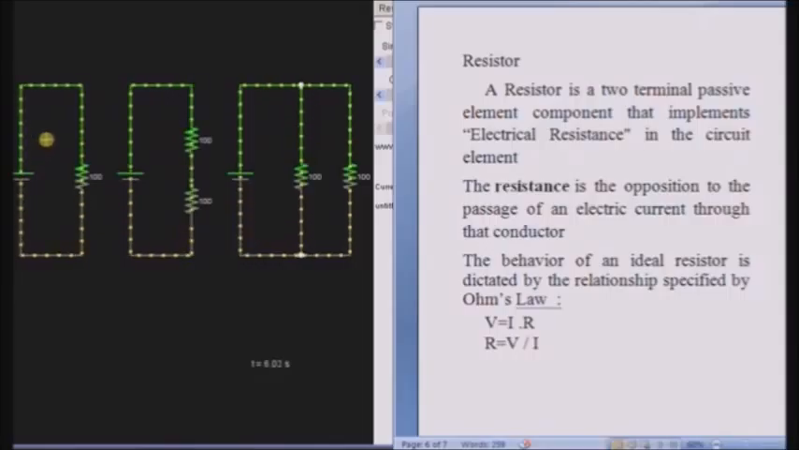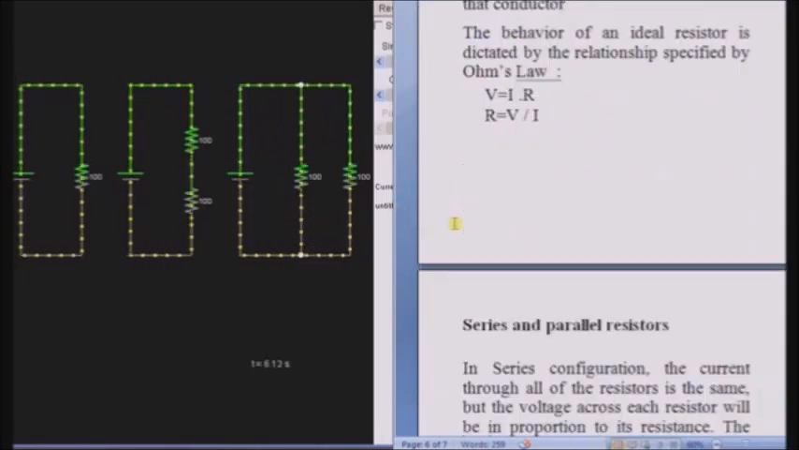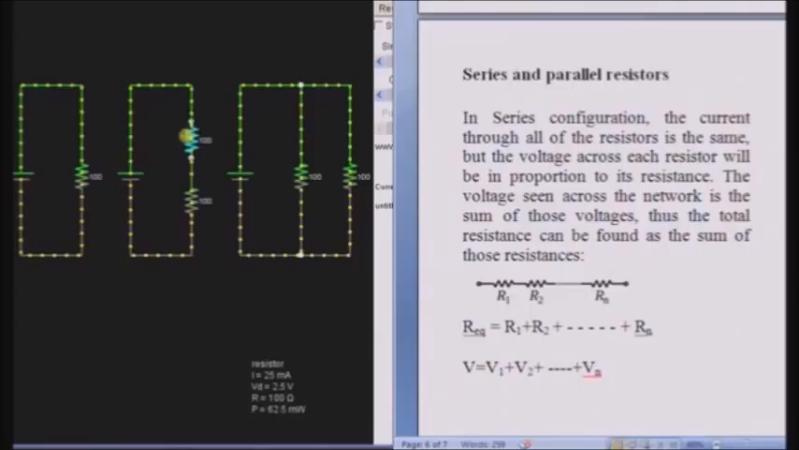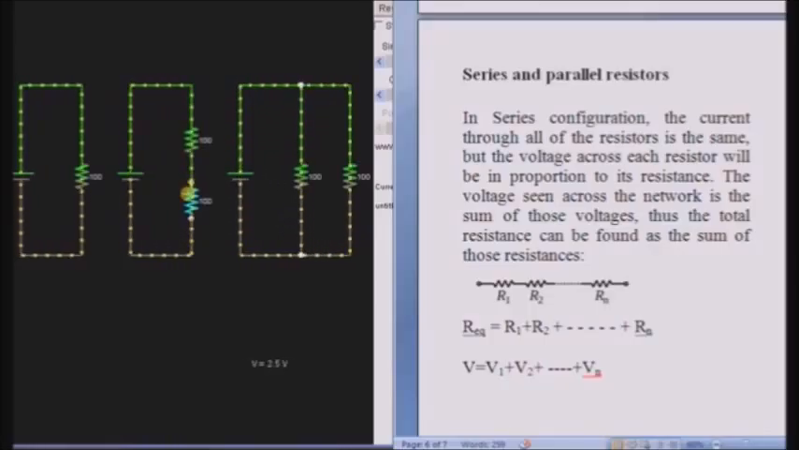Resistors can be connected in different manners in a circuit, such as series and parallel, as shown here. In this circuit, the two resistors are connected in series, and in this circuit, the resistors are connected in parallel with each other. Series connection is when the resistors are connected serially. That is, the end terminal of the first resistor is connected to the first terminal of the next resistor, and so on, as shown here.